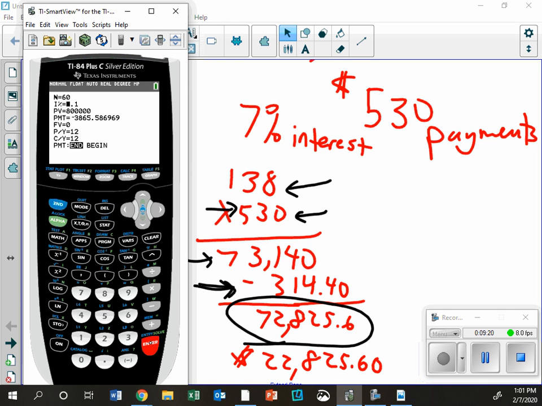Hit enter and it'll do 60. That's a 5-year loan, so you just go 5 times 12. So N is 60. That's 60 payments. Our interest, we'll just use the same numbers we had before, 7%.